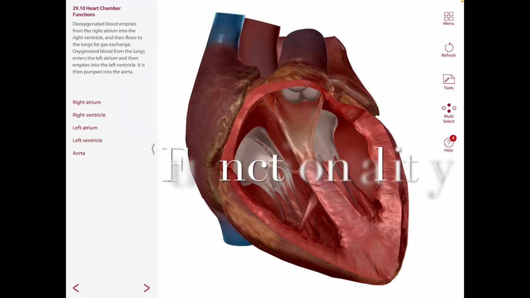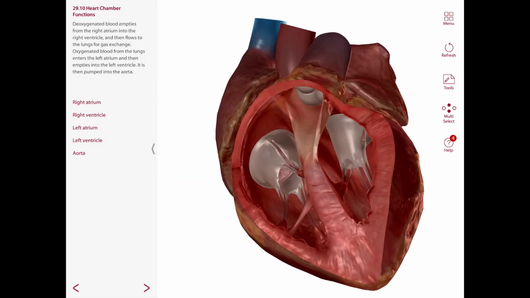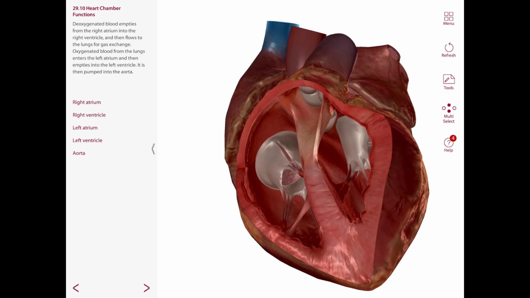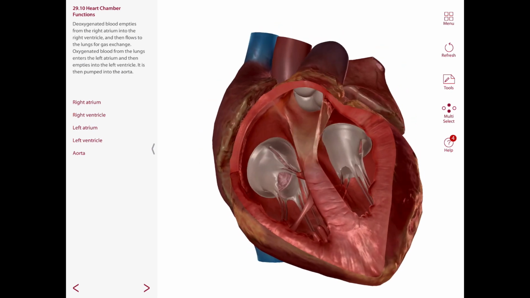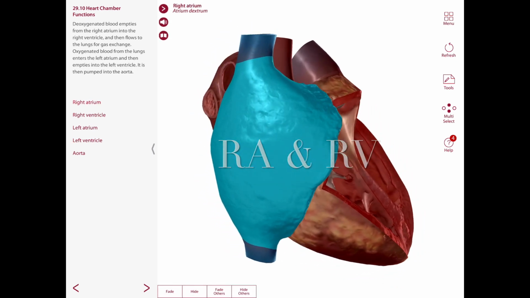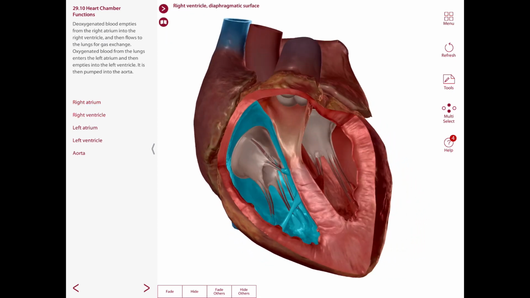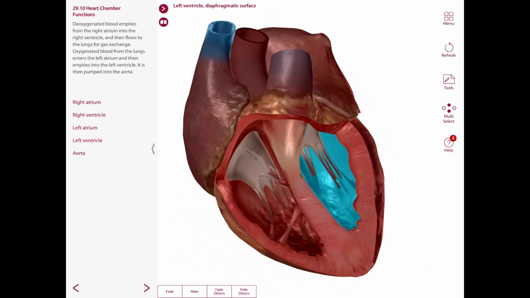In terms of functionality, the heart consists of two pumps which are working together. So we basically have the right side of the heart and the left side of the heart. On the right side, you're going to find the right atrium and the right ventricle, labeled here in blue. And on the left side, you're going to find the left atrium and the left ventricle.